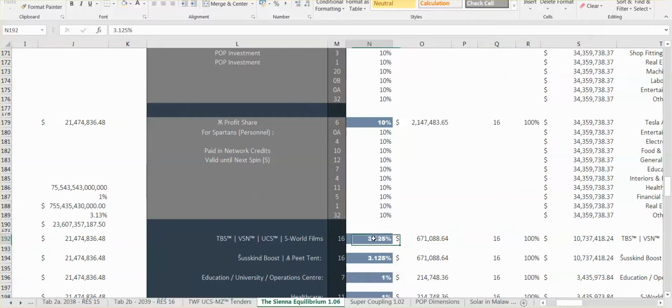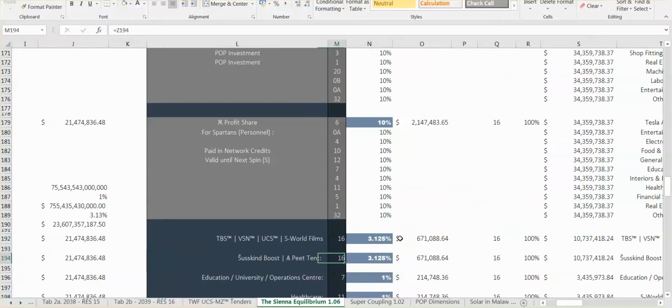This is important because this is the income for the software, which is in turn divided between the TBS, Total Business System, VSN, Virtual Social Network, UCS, Universal Coordination Simulator, and S-World Films. But now there is a subdivision within that for the new systems, the BES systems, Behavioral Economic Systems. But this is where the income comes from. And 3.125% doesn't sound like a lot, but when we're talking in this scale, this isn't just one sector, there's many companies in each sector, and there's 32 sectors. And then there can be 32 different countries. It's a lot of money.